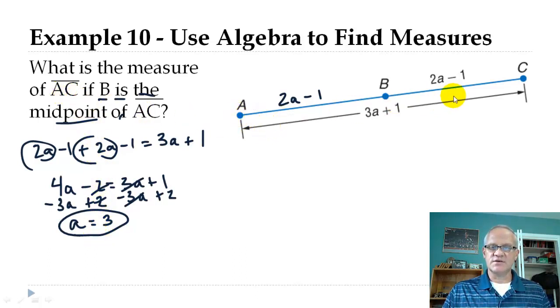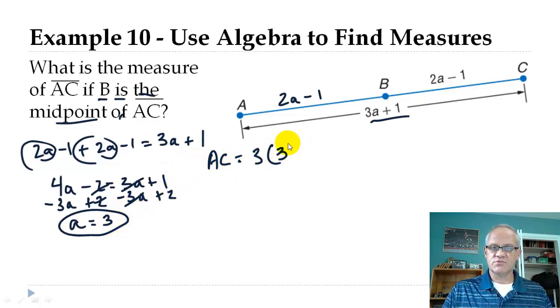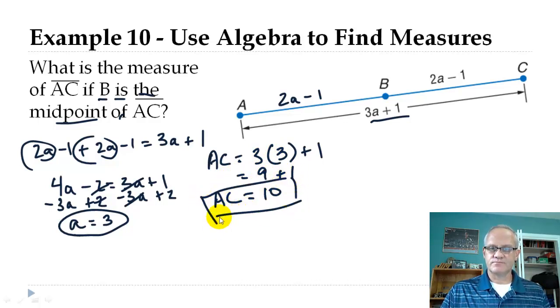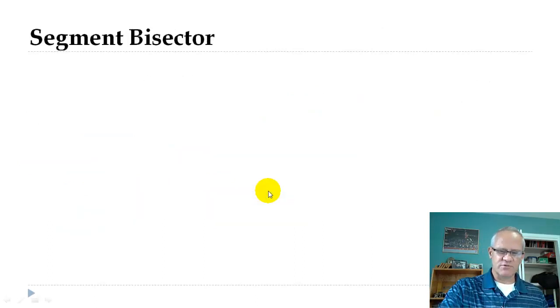AC. AC is the whole length, so it's this one. So we're going to say AC has to equal 3 times A plus 1. We now know that A is 3, so we plug that in. 3 times 3 is 9, plus 1, which means AC is 10. Again, there's no units of measurement there, so we won't include those. We'll just call it AC is 10. Isn't this kind of fun? These last two are really fun.